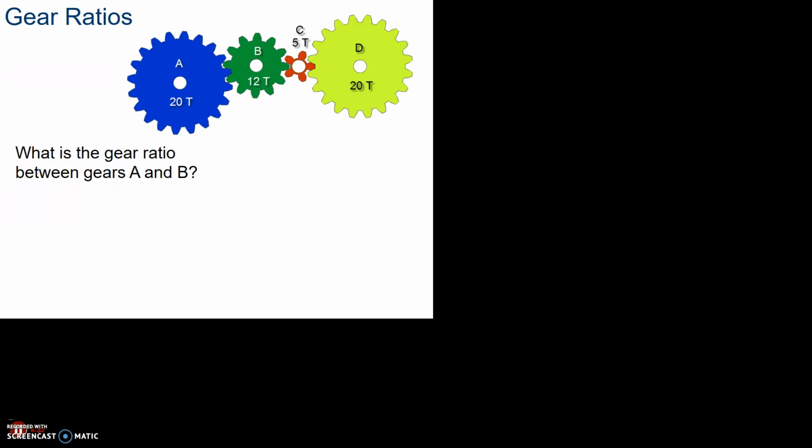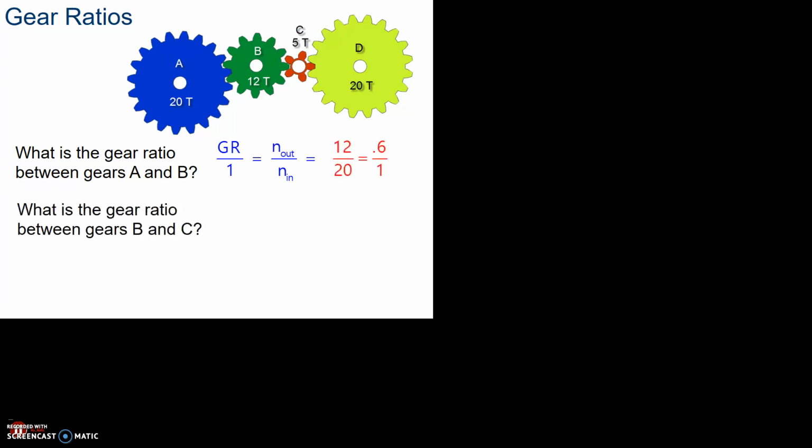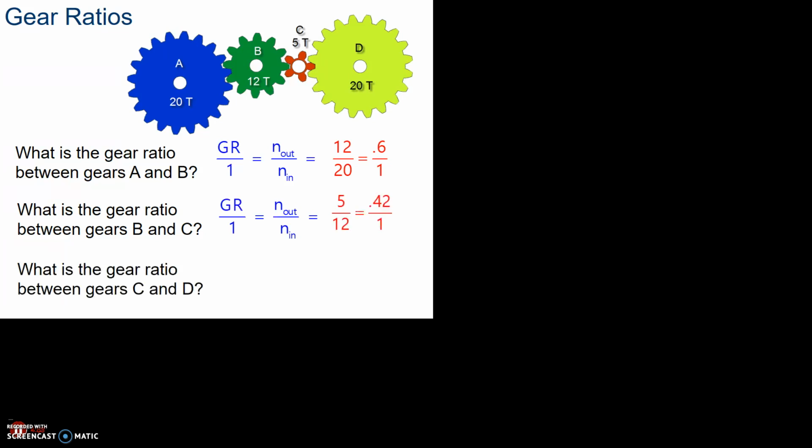So, what are the gear ratios in this case? Looking at the gear ratio of A to B, blue to green, is going to be 12 over 20, or 0.6. What is the gear ratio from B to C? That's correct, 5 over 12, or 0.42. What is the gear ratio between C and D? That is correct, 20 over 5, or 4.